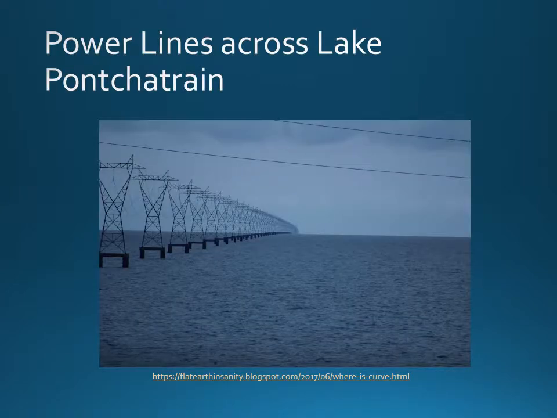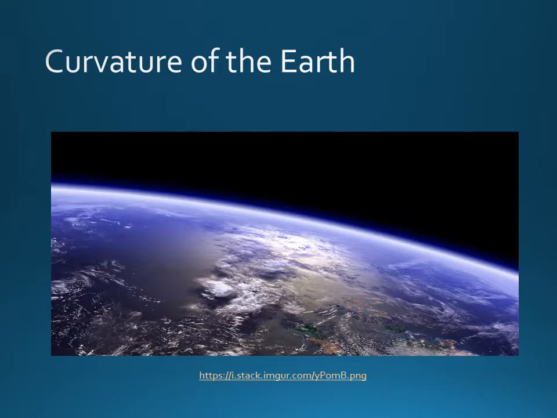These are power lines crossing Lake Pontchartrain in Louisiana. Notice the tops of the towers form a curved line and the bases disappear at a distance. If the Earth were flat, the tops of the towers would follow a straight line and the bases would get smaller but would always be visible. Going higher up, as in the space station, the curvature of the horizon becomes more pronounced.